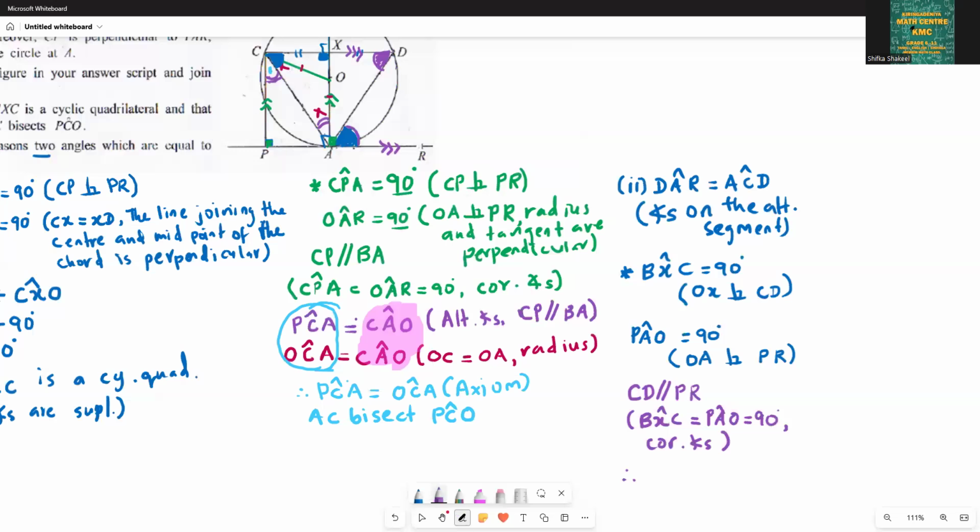Therefore, DAR is equal to ADC. ADC is a Z-shape angle, alternate angles. Why are alternate angles forming? Because of parallel lines, CD parallel to PR. Okay, children, hope that is clear. Thank you very much.